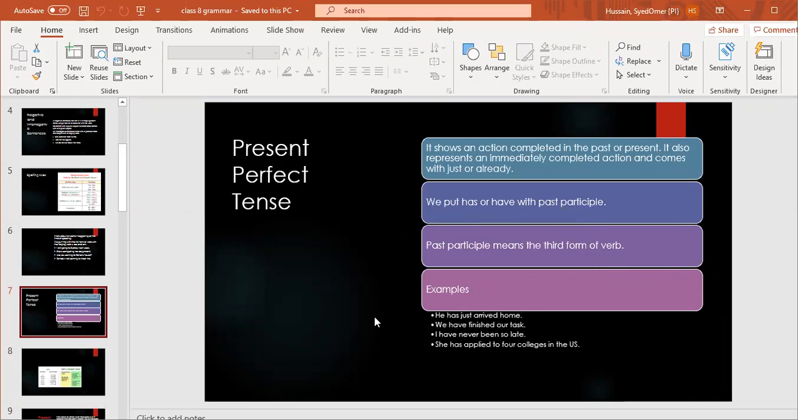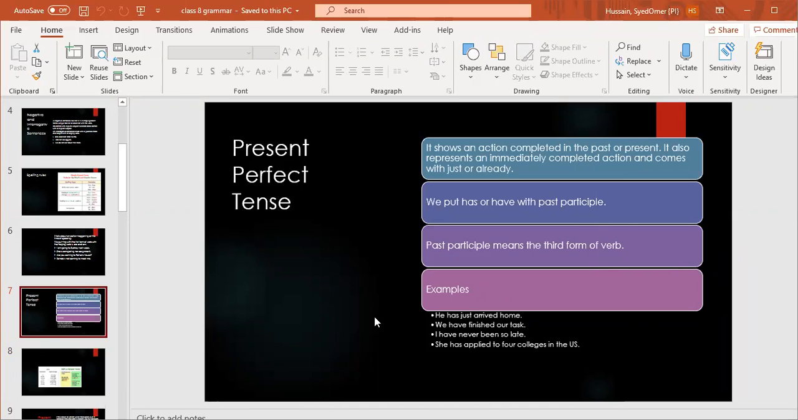So past participle is the third form of verb. Present tense, then past tense, then past participle, then present participle. A present participle is the use of "ing," as in present continuous, and past participle is the third form of verb.